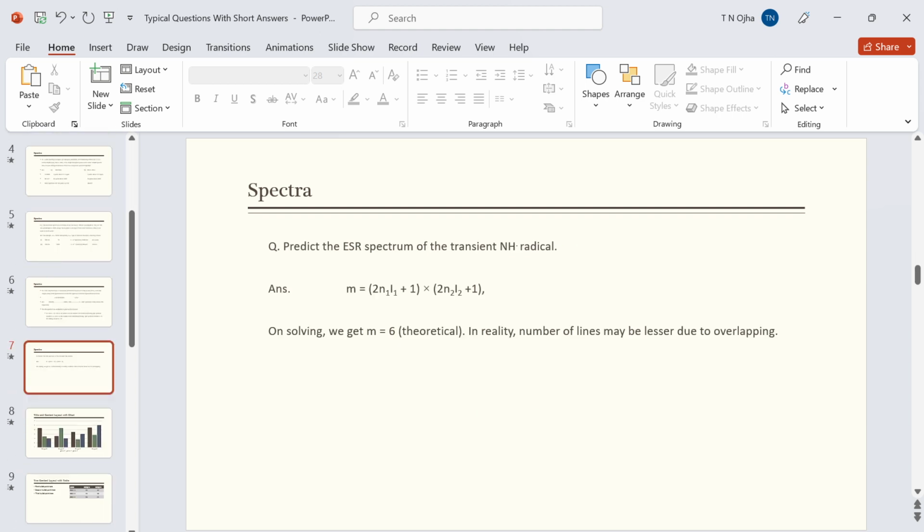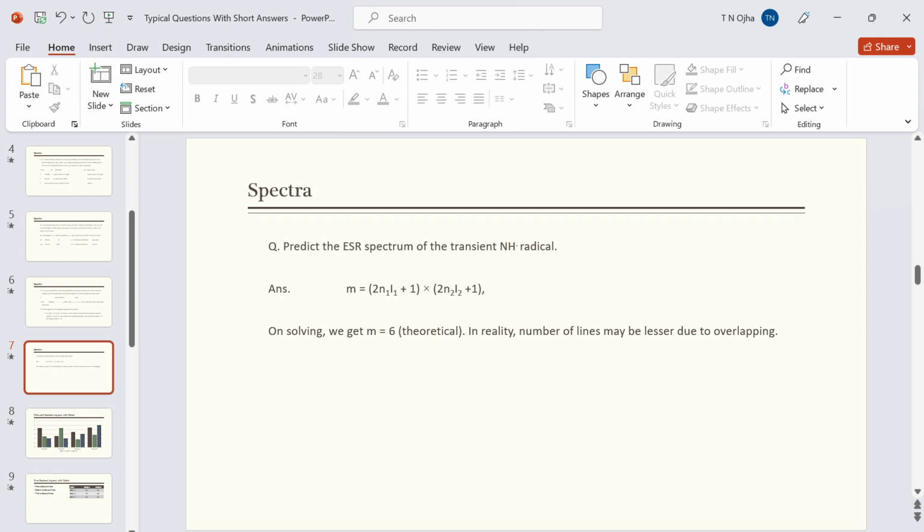Another question, which is somewhat related to the previous question, is: look at the ESR spectrum of the transient NH radical species. The same formula which we used for the earlier question, (2N1I1 + 1) multiplied by (2N2I2 + 1). When we put the values, N1 equal to 1, N2 equal to 1, I1 equal to 1, I2 equal to half, we get the result 6. This is the theoretical explanation. In reality, the number of lines may be fewer due to overlapping.